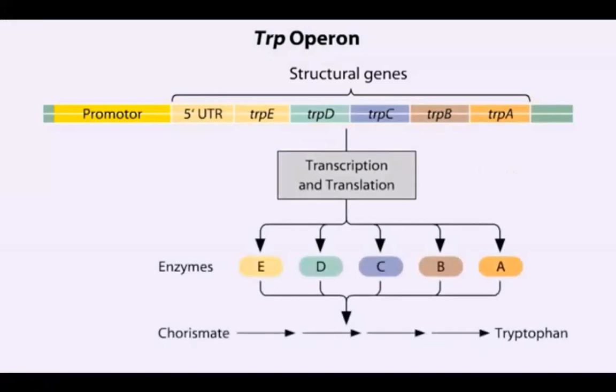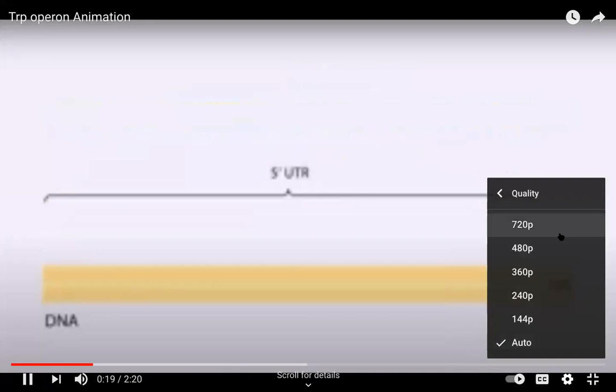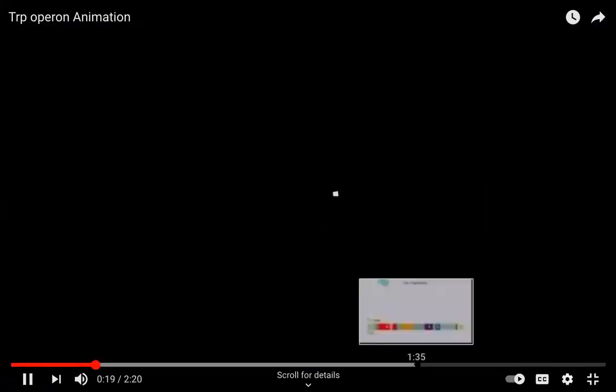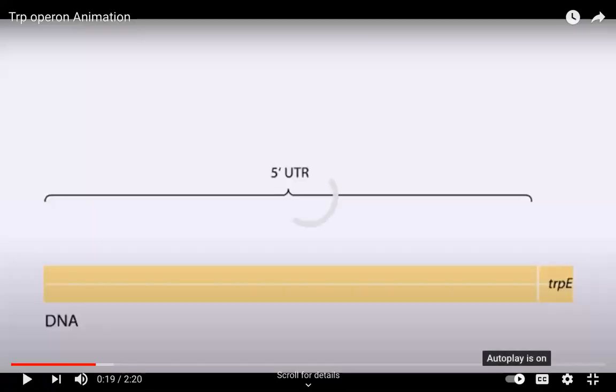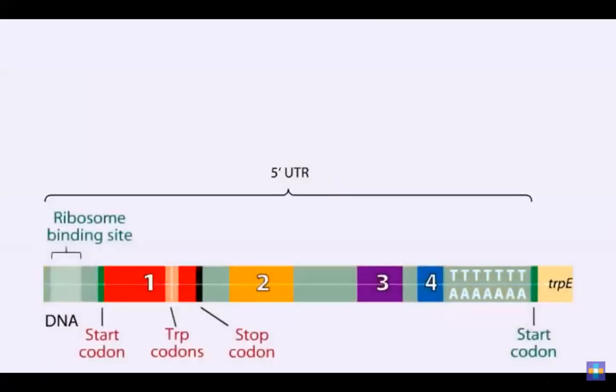The trpE gene contains a 5' untranslated region, or UTR, that plays an important role in the regulatory mechanism called attenuation. The 5' UTR contains 4 regions. Region 1 encodes a short peptide containing tryptophan amino acids.